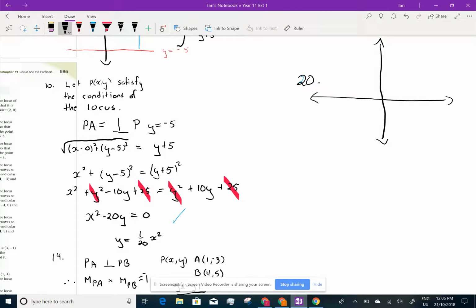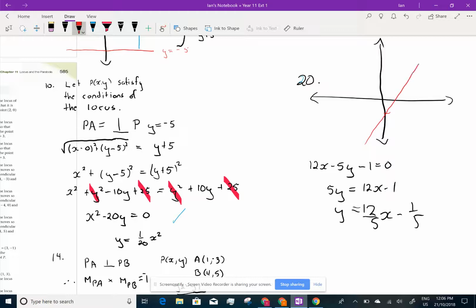Now, if I look at it, the question says that we've got 12x minus 5y minus 1 equals 0. Now remember, knowing what this thing is going to look like is going to help you when you do your algebra. So I'm going to write that as 5y equals 12x minus 1 and divide by the 5. So now I know that this is a positive line that goes through minus a fifth. So it's going to go through here. And it's 2 2/5, so it's reasonably steep, probably steeper than that. And that's the equation of the line that we've got.